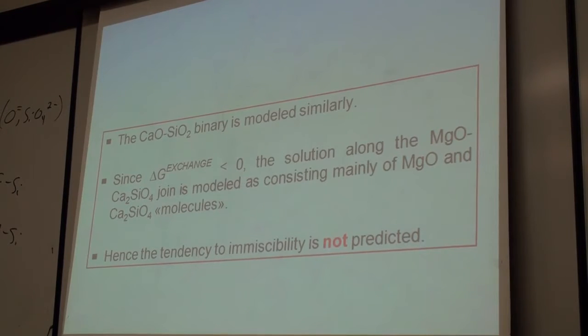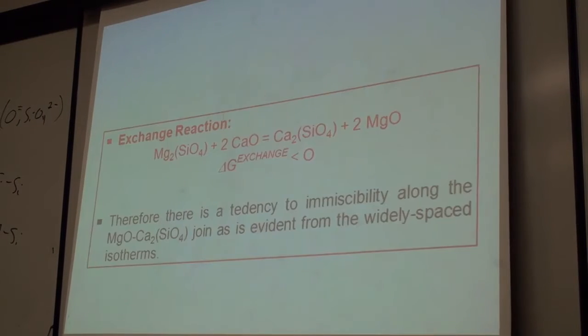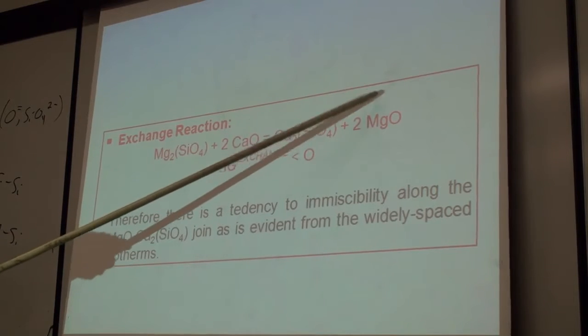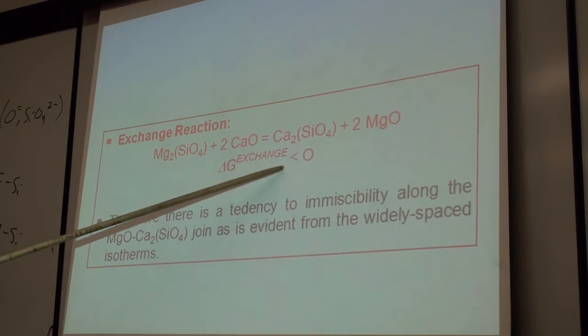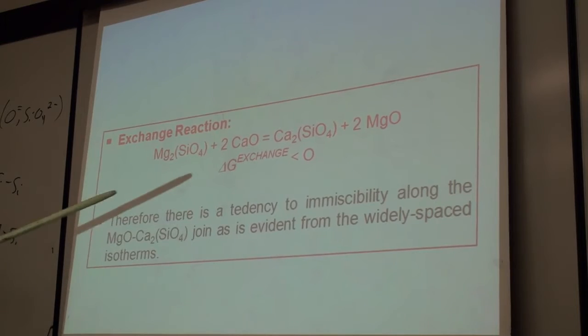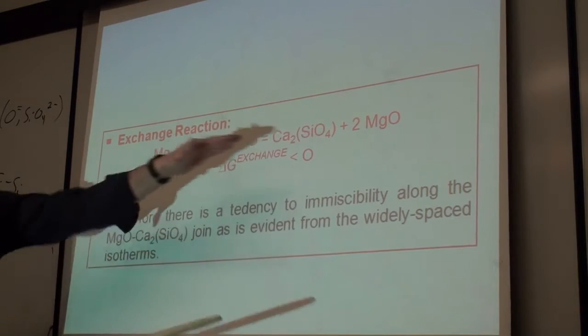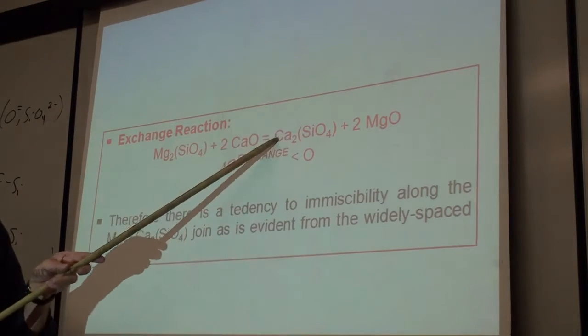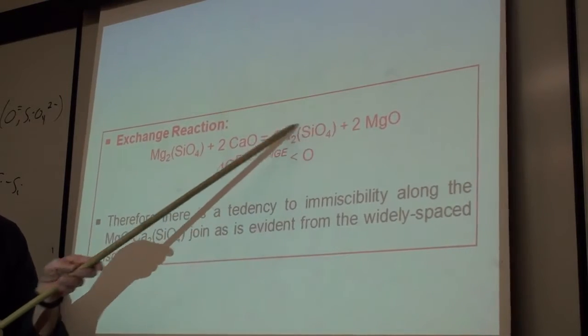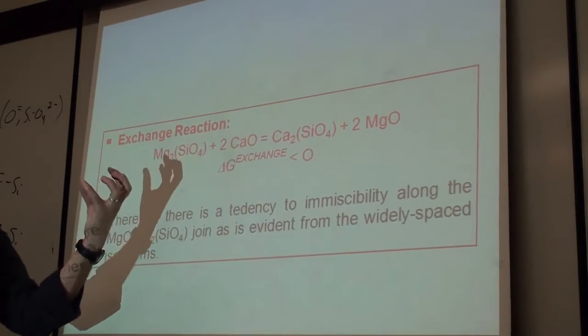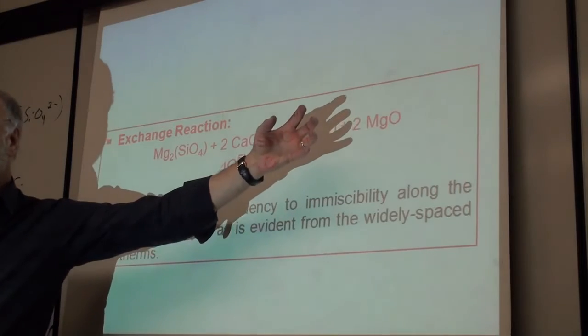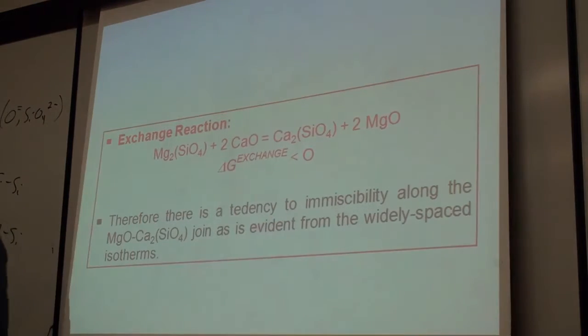But since delta G exchange is negative, the solution along the MgO-calcium silicate join is modeled as consisting mainly of these molecules. You still have the exchange reaction, even if you have associates, because you're modeling these as molecules. Your delta G exchange is negative, so along the diagonal the reaction is strongly shifted to the right, so you do have these and these. It predicts correctly that the calcium silicates tend together and the MgO tend together, but it treats them as an ideal mixture, so you don't get the tendency to immiscibility.